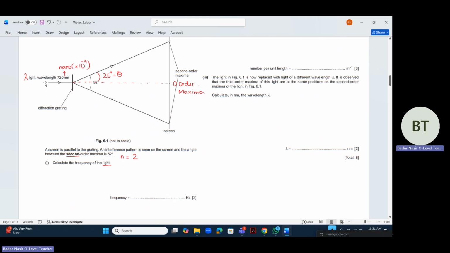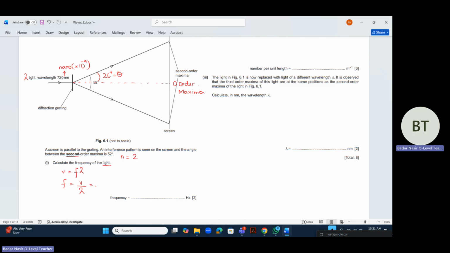3 into 10 raised to power 8. So which formula do we have to use? V is equal to F lambda, where V is the wave speed, F is the frequency, and lambda is your wavelength. So we have to find F, make F the subject. So F is equal to V over lambda.